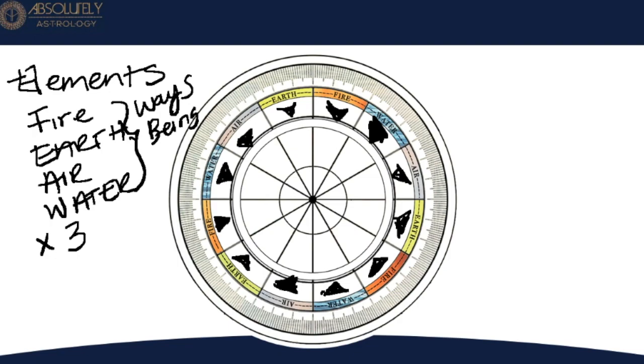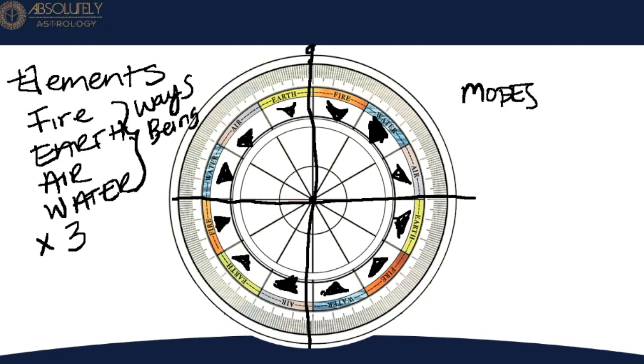Okay? Then we have the modes. And remember when we were looking at the 4 major turning points? These are also the 4 major angles, okay? And so this is another way that the chart is divided up. You get these 1, 2, 3, 4 sections of the chart. This has to do with modes. So the 3 modes are cardinal, fixed, and mutable.